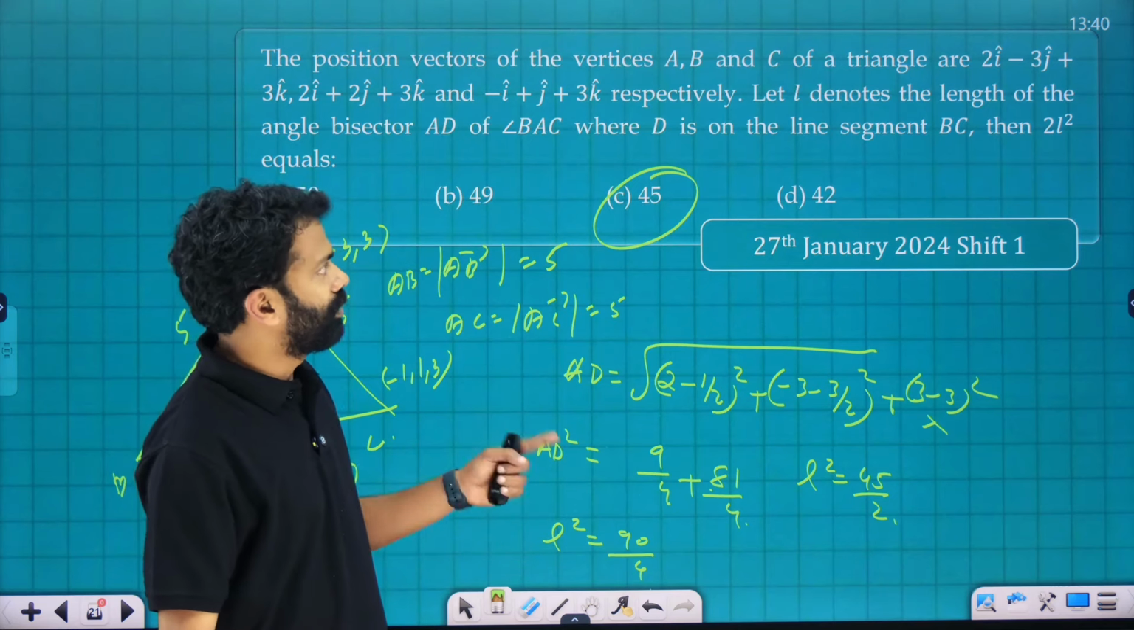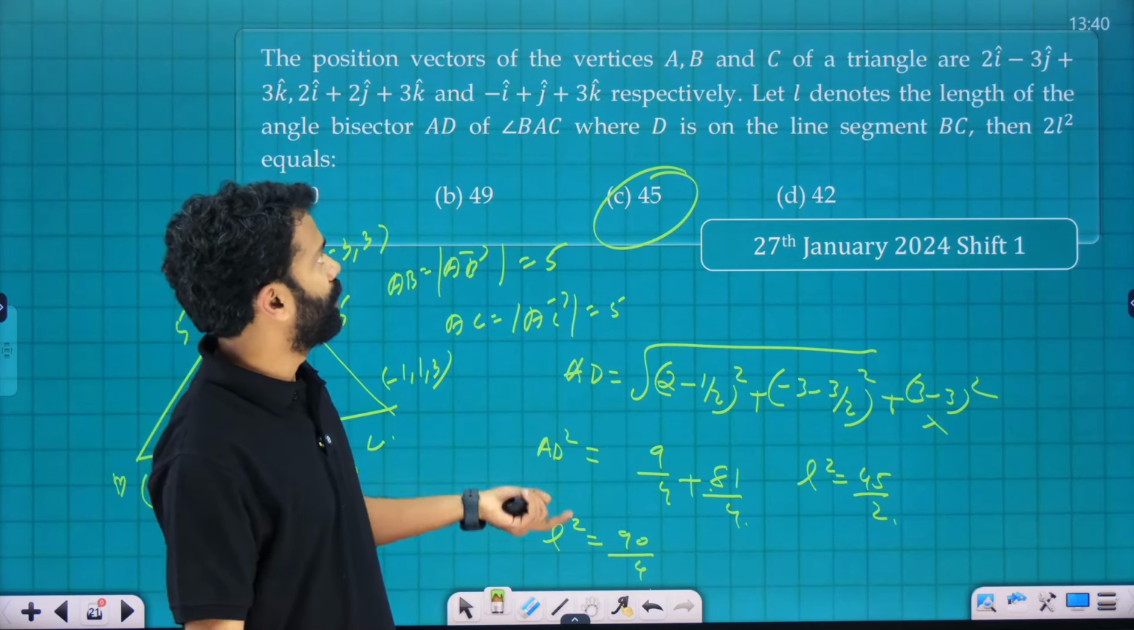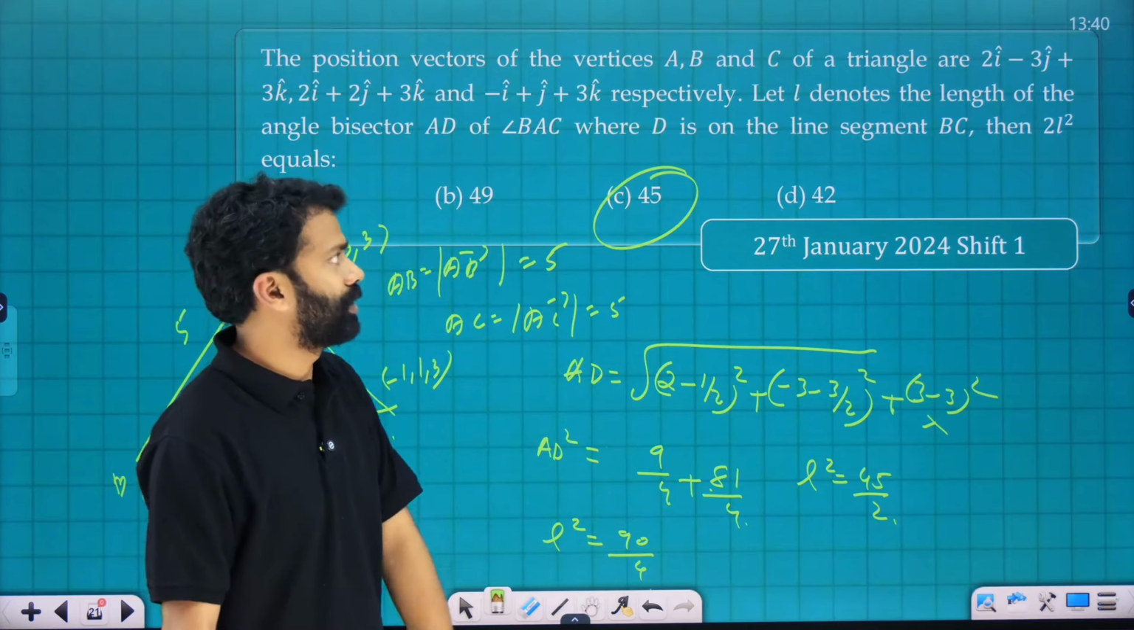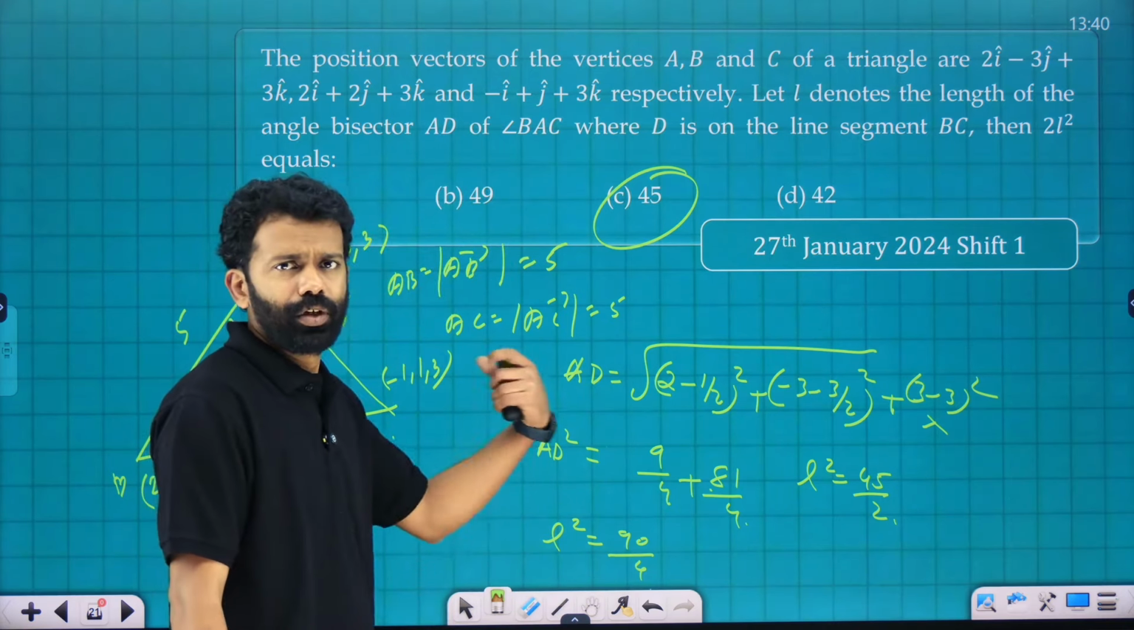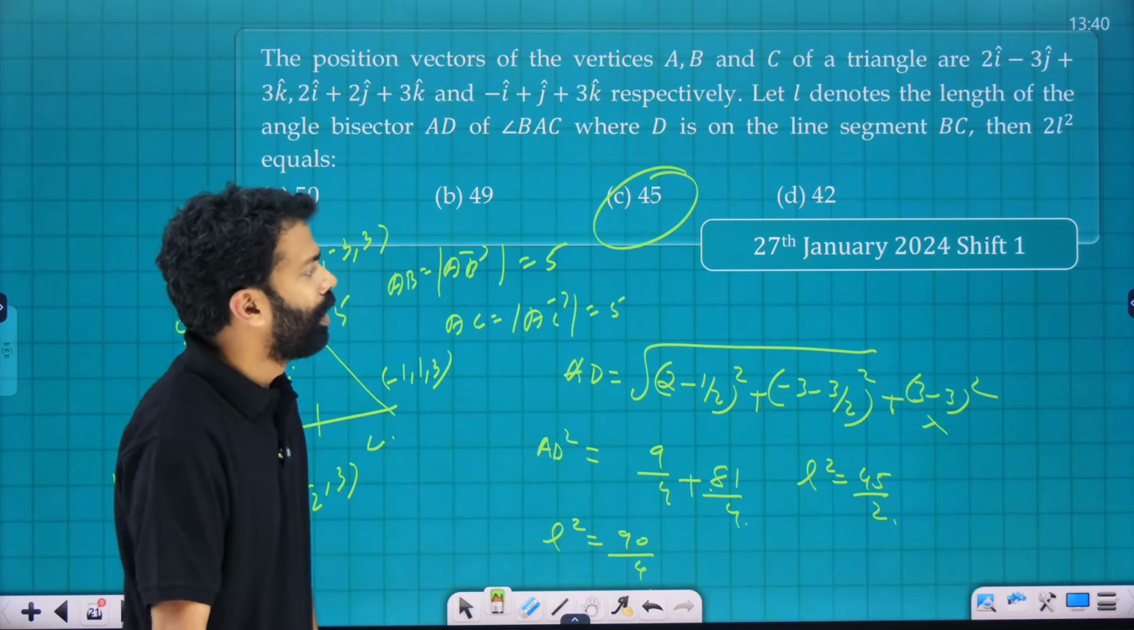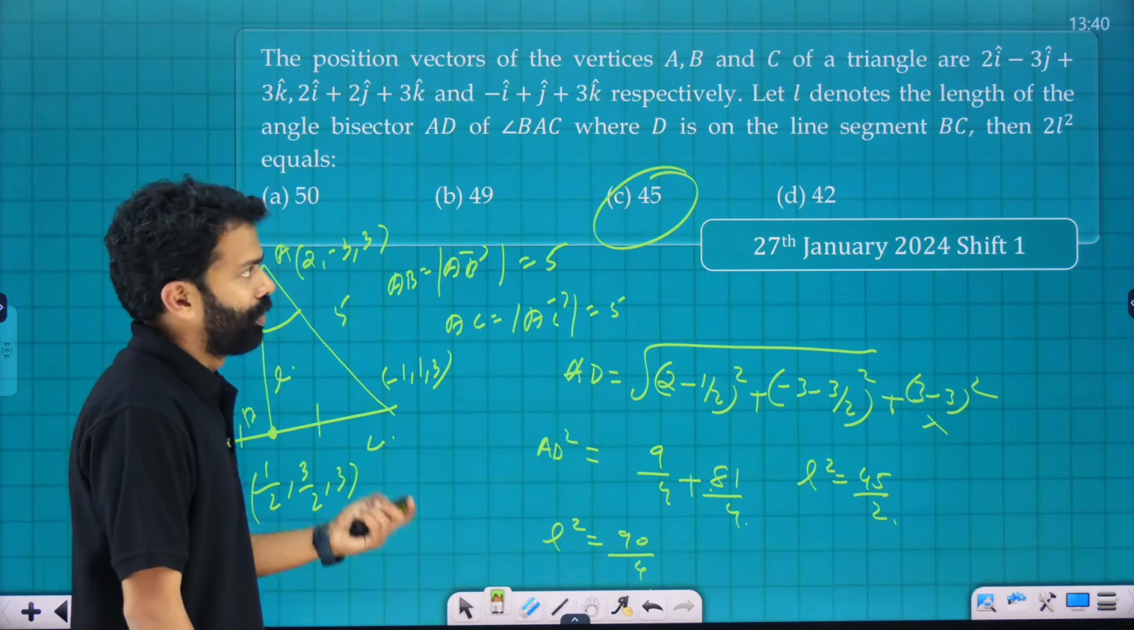A very easy question. But most students will skip this question by thinking that they do not know the formula of angular bisectors and such. There is a formula indeed, but here it is not needed. There is no need of applying that here. The next one.